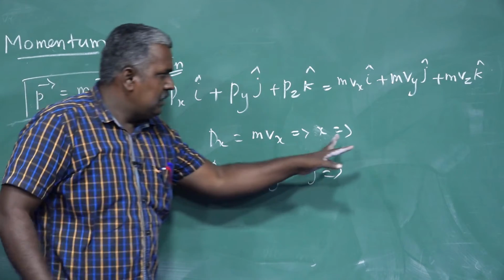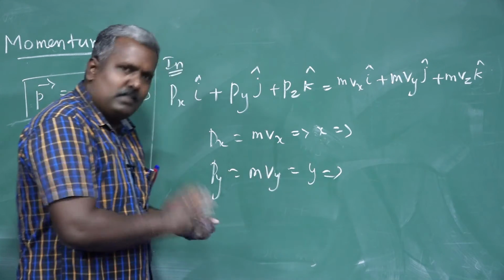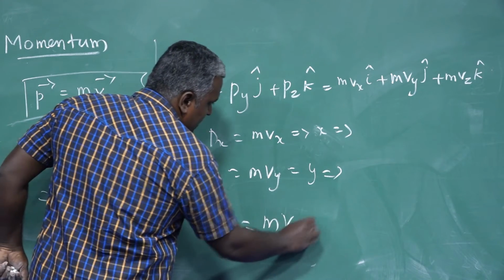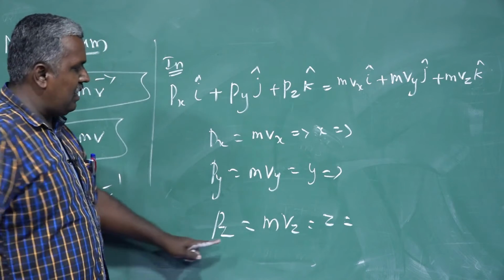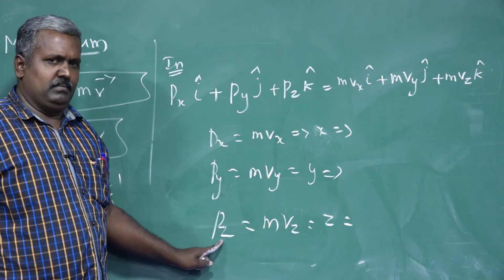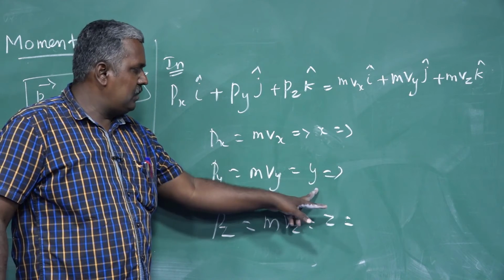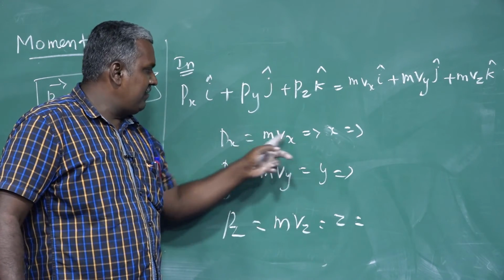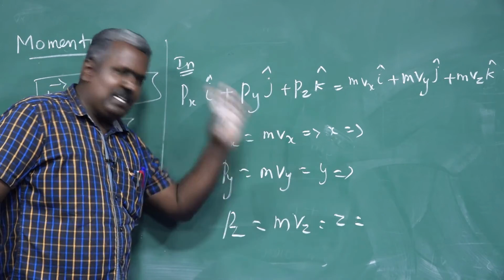This is the x component of momentum. This is the y component of momentum. Similarly, Pz is equal to m Vz, the z component of momentum. Px is equal to mvx, Py is equal to mvy, Pz is equal to mvz. That's all.